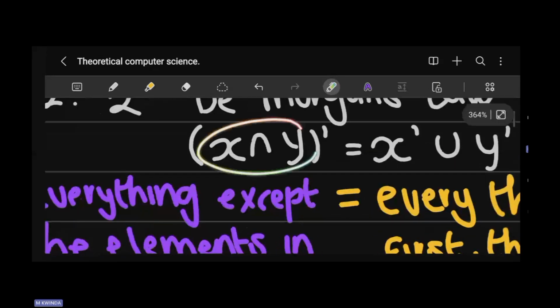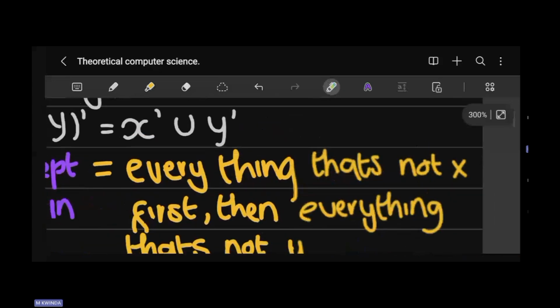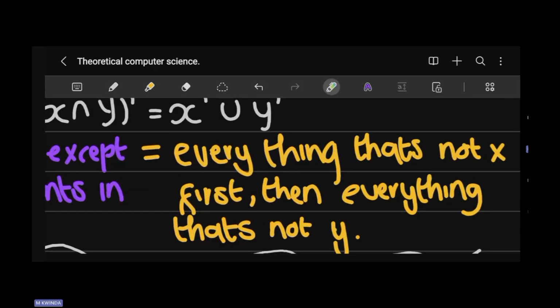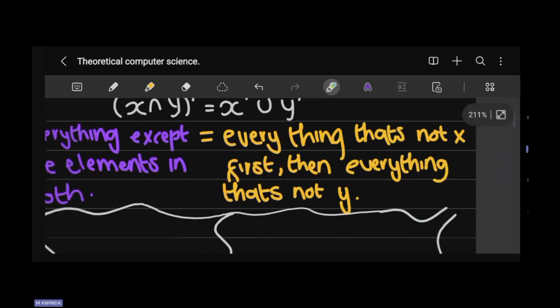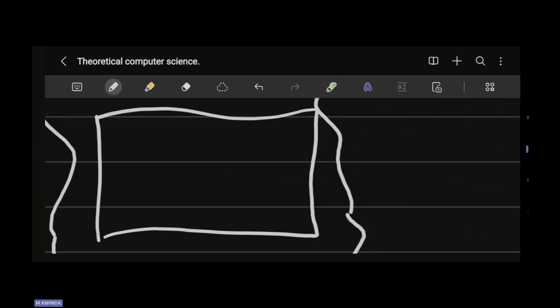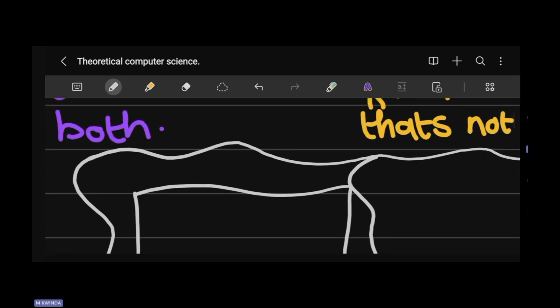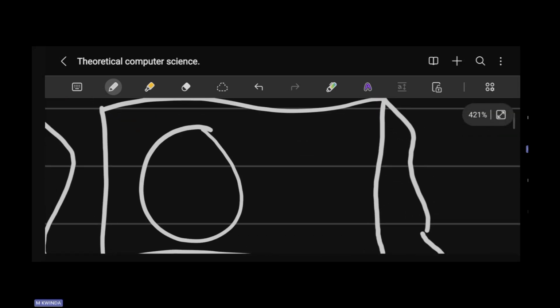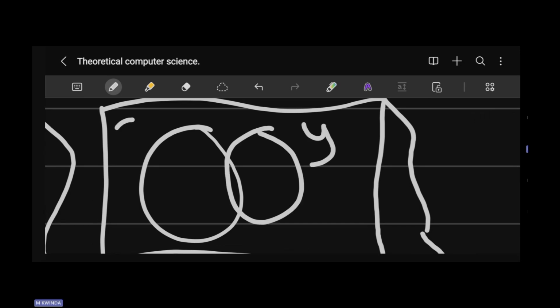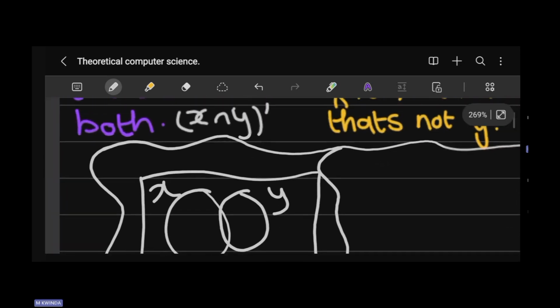Intersection means both, right? And then for the second one, this basically means take everything that's not in x first, and then take everything that's not in y. So it's basically the same thing we did last time, but I'm going to show you how it differs here. So let me write it here. For x intersection y, if you have two Venn diagrams like that, hope I didn't lose anyone.